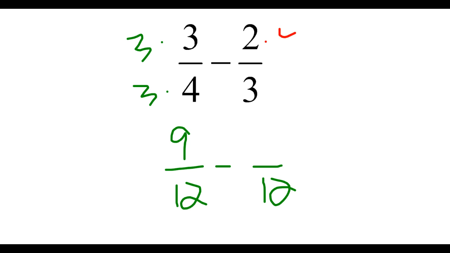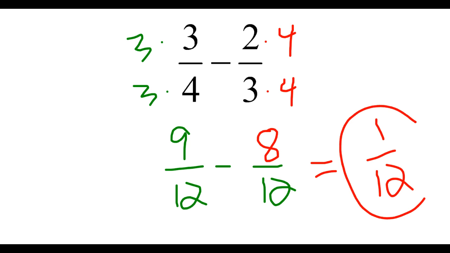For the 2/3, we need to multiply by 4 in the denominator to get 12. So we multiply by 4 in the numerator to get 8, and then 9 minus 8 is 1/12. And that's it. That's all there is to adding and subtracting fractions with unlike denominators. If we have a mixed number, you're welcome to transform it to an improper fraction if you want, but you're welcome to leave it as a mixed number also if you prefer.